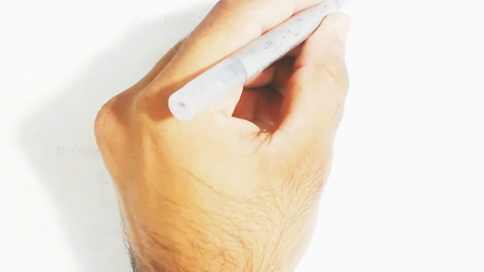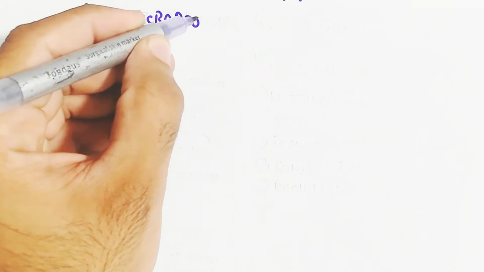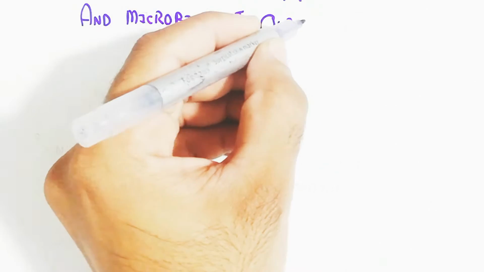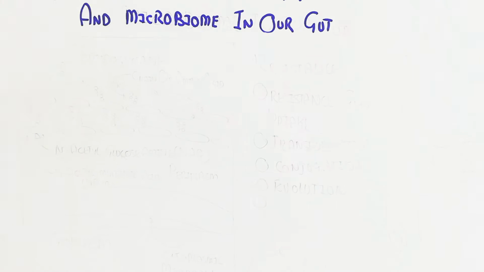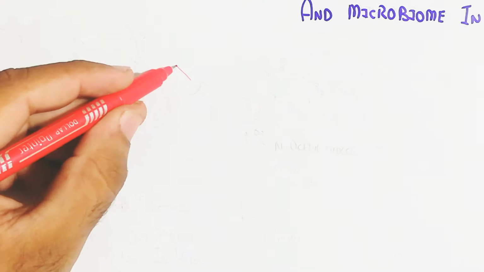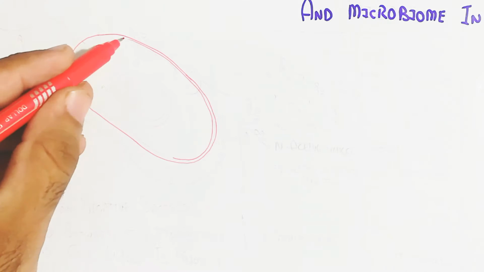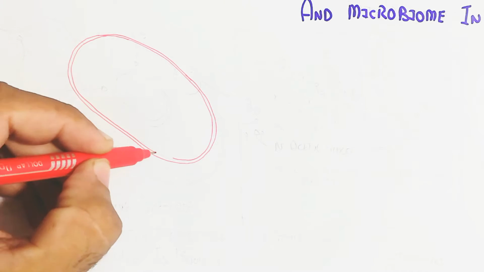Hello, in this video we will discuss beta-lactam antibiotics. We will learn about the mechanism of action and the microbiome in our gut, and how these antibiotics break down the cell wall of the bacteria, which leads to the death of the bacteria. So how is this possible, and how can bacterial infection be prevented through antibiotics?